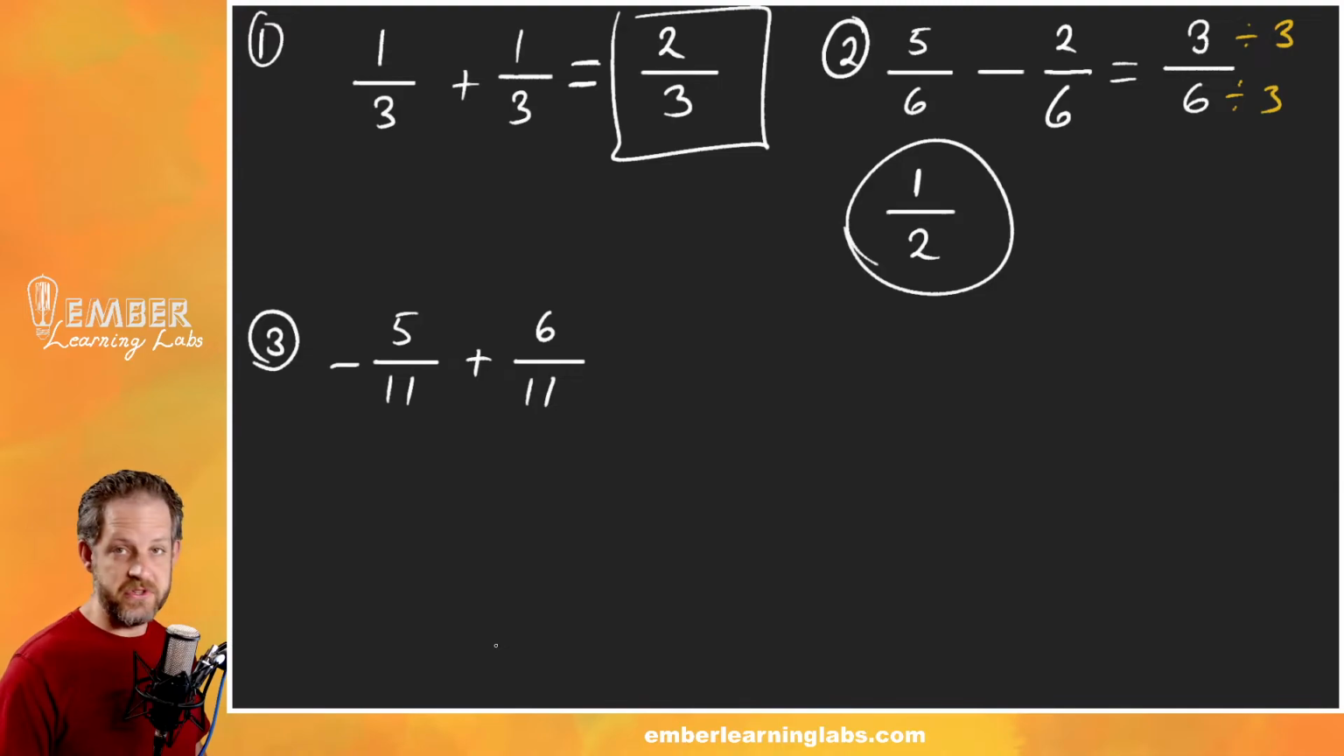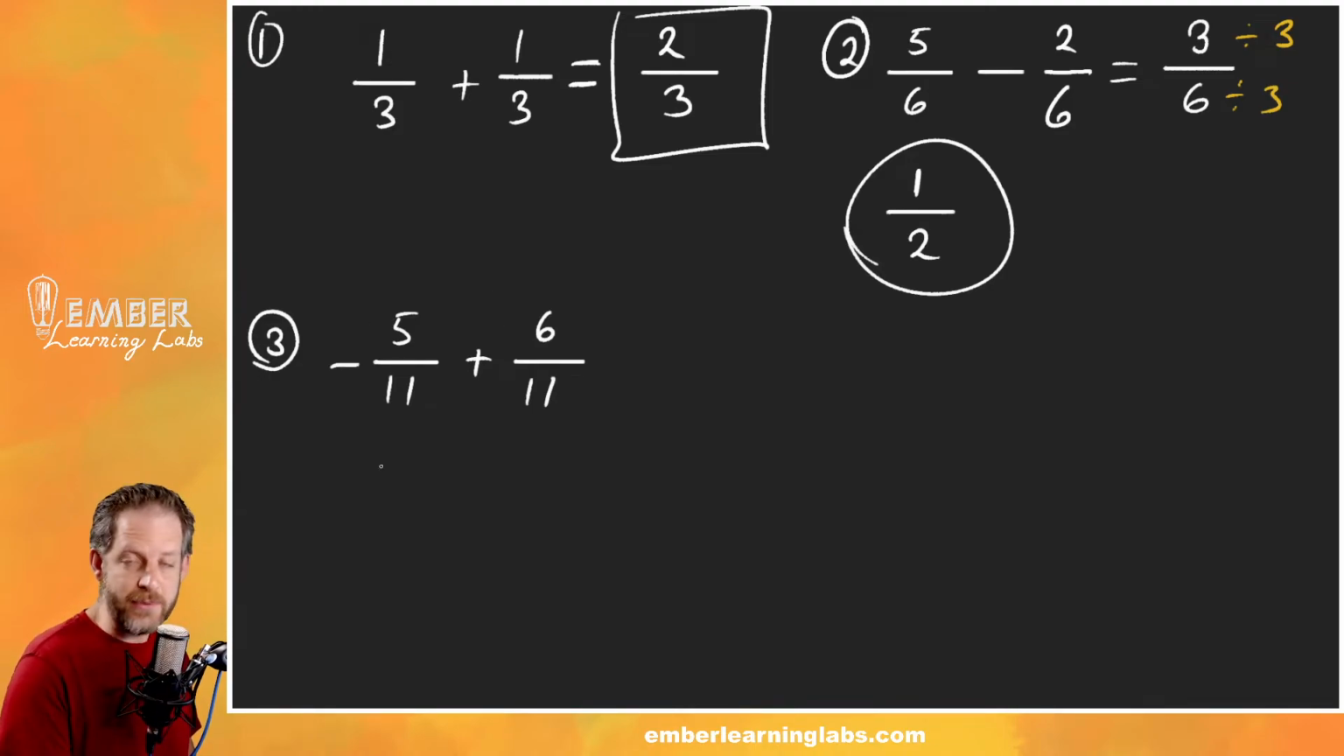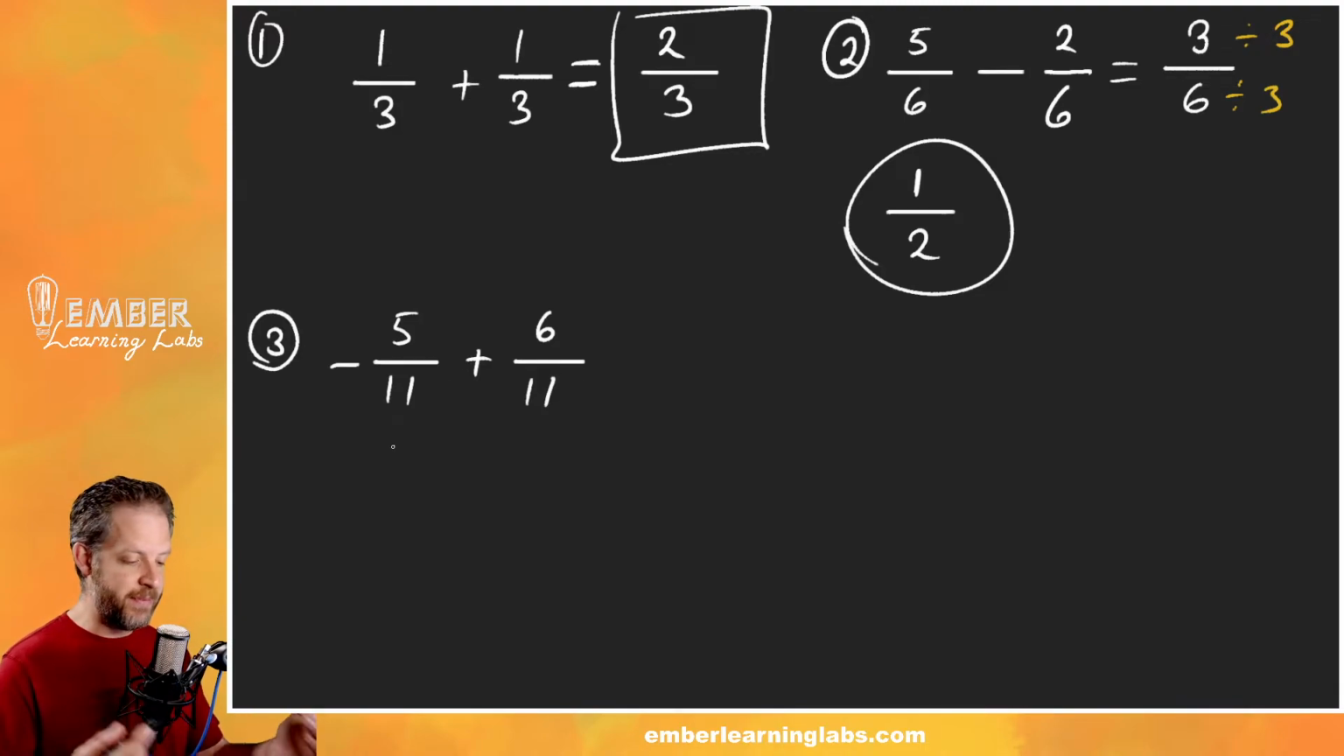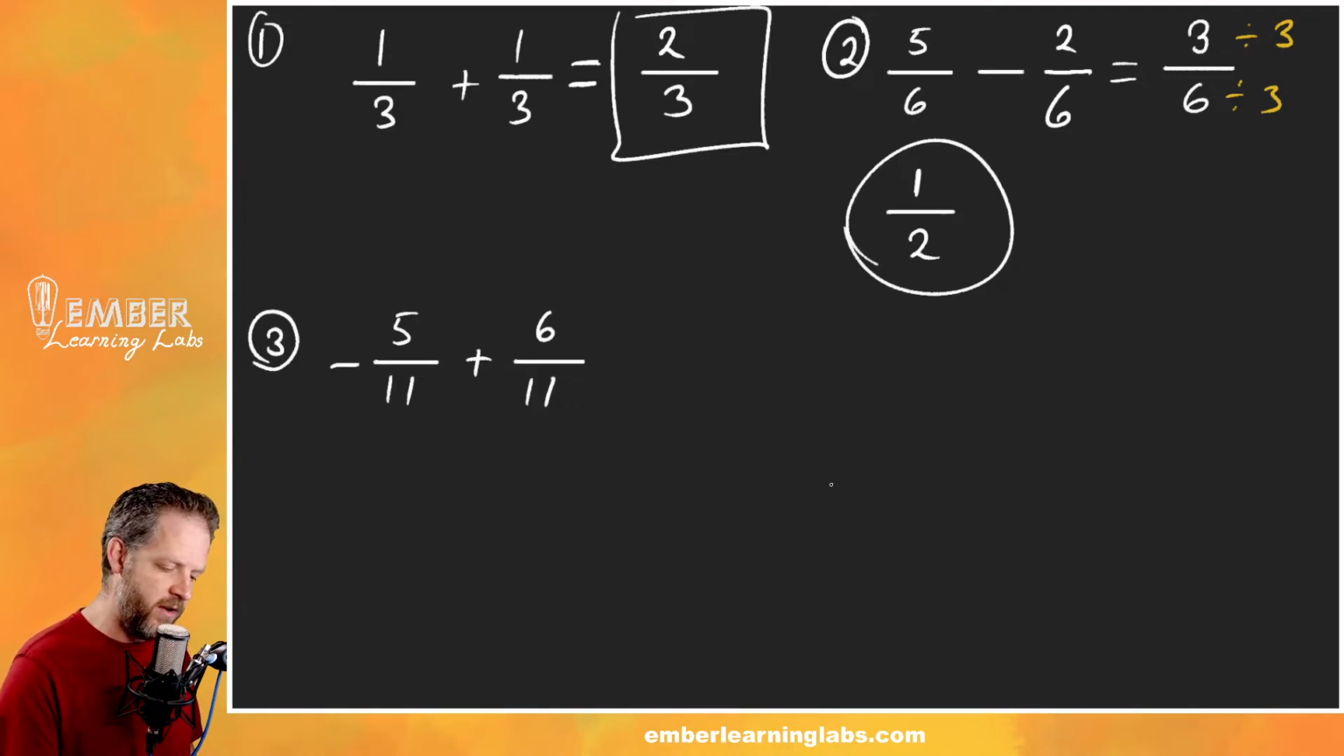Okay. We just got regular old-fashioned integer rules, right? We're adding and subtracting integers on the top, so those rules still apply. So we've got a negative here and a positive here, so the signs are different. So we subtract and keep the sign of the bigger one. So 6 minus 5 is 1. And it's going to say positive 1 because the 6 is bigger. 1/11. Let's do another example.